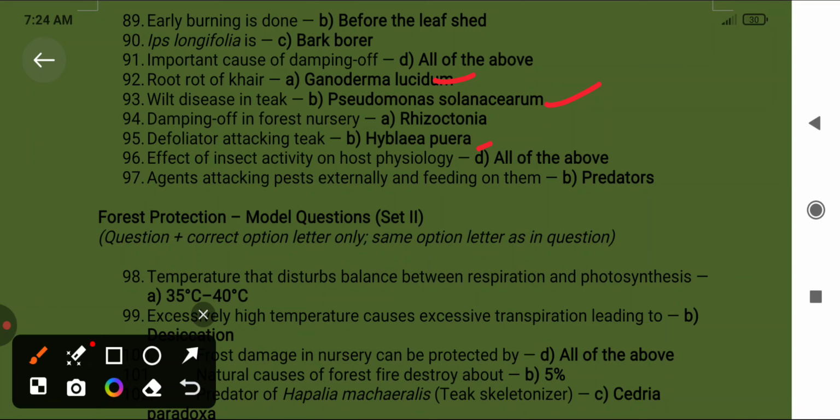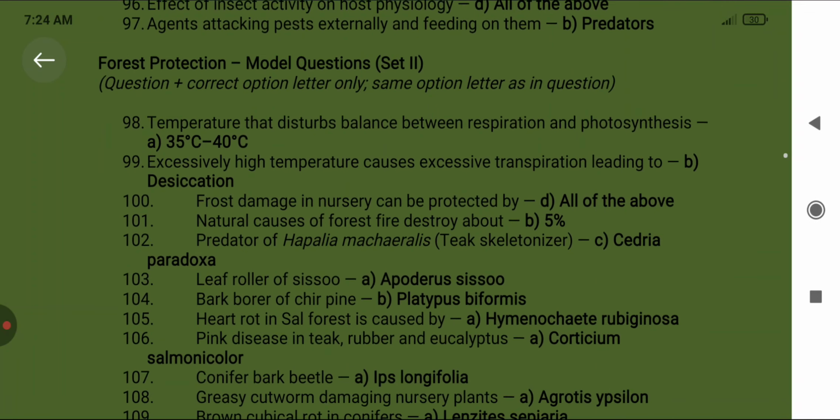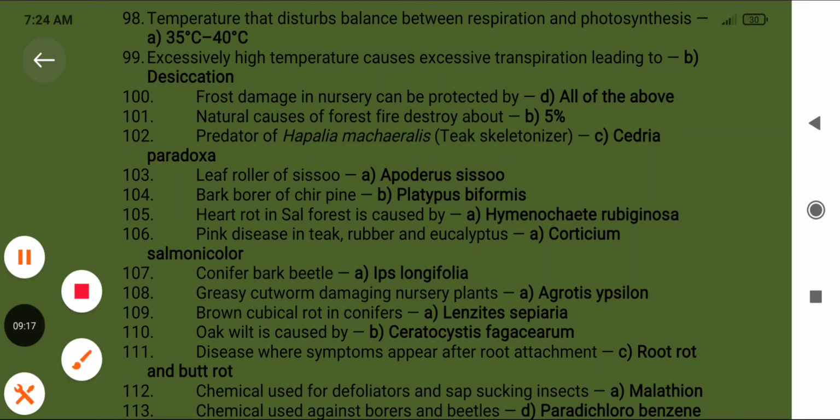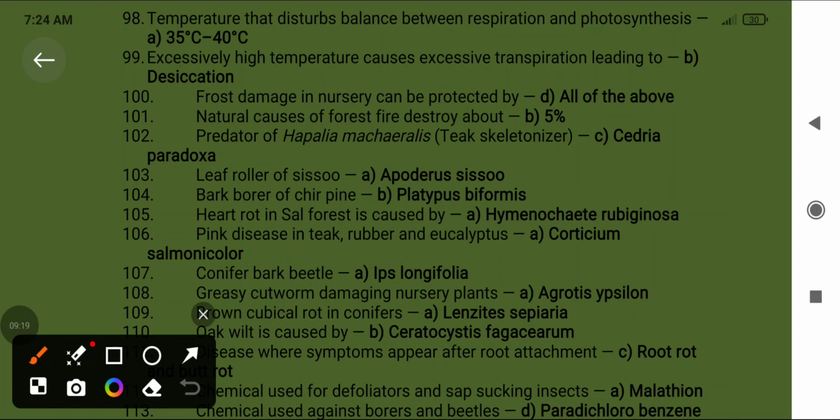Agents attack pests externally and feed on them; these are predators. Temperature that disturbs balance between respiration and photosynthesis is 35 to 40. Excessively high temperature causes excessive transpiration leading to desiccation. Damage in nursery can be protected against. Natural cause of forest fire destroys about 5%.